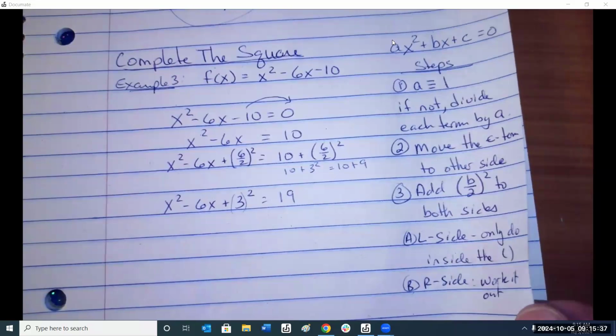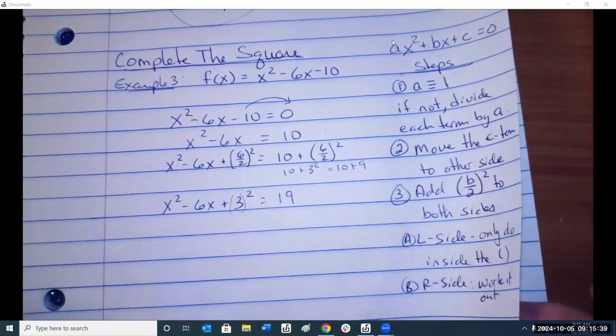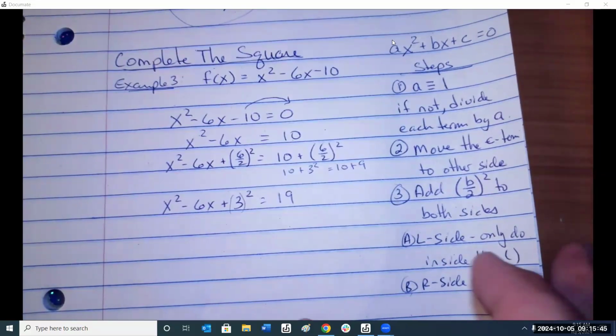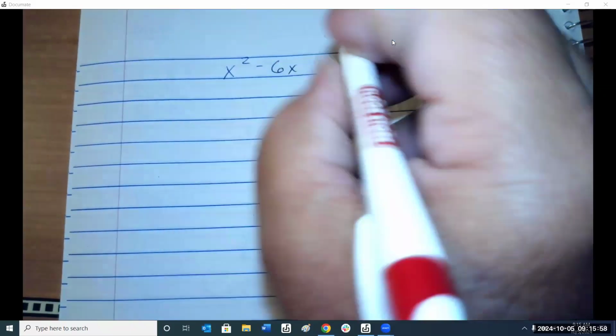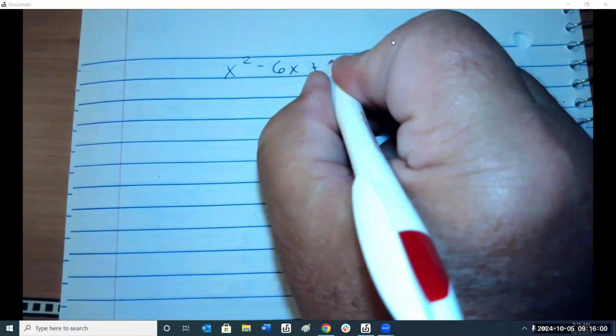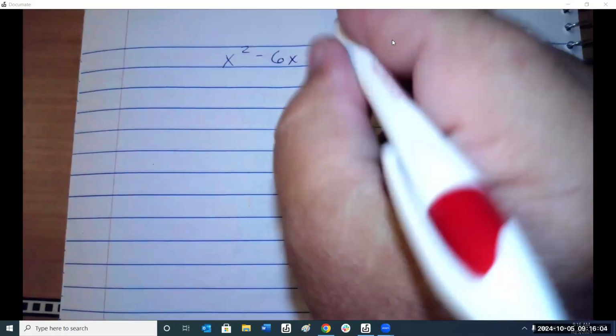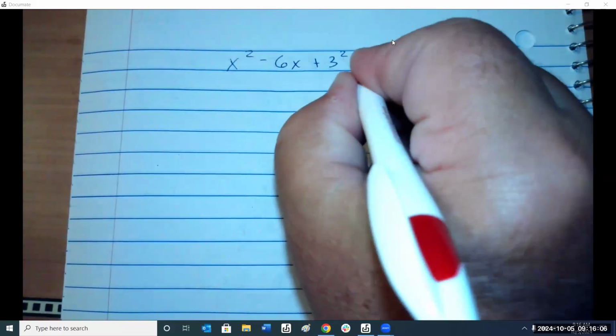Right, so now we set it all up. Now we're going to do the actual complete the square part. So we have x squared minus 6x. Do we have minus 3 or plus 3? Plus 3 squared equals 19.